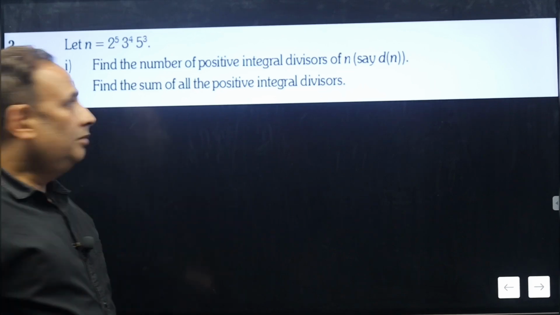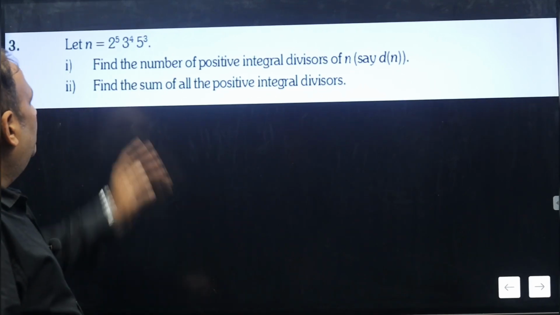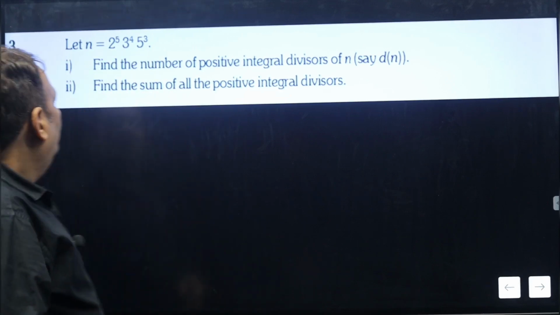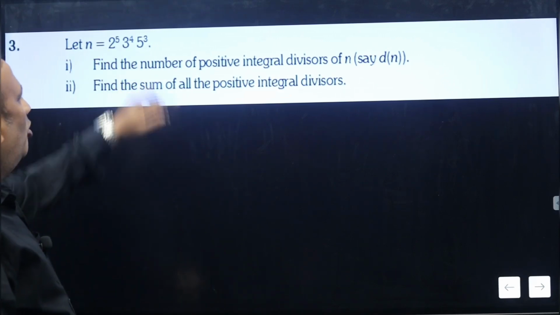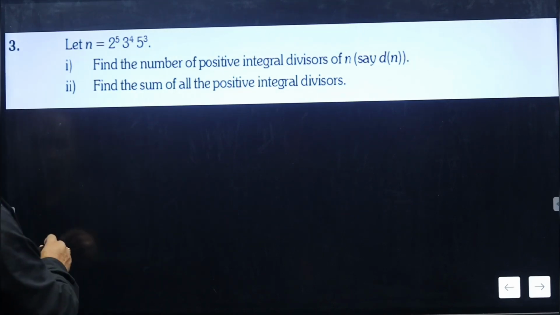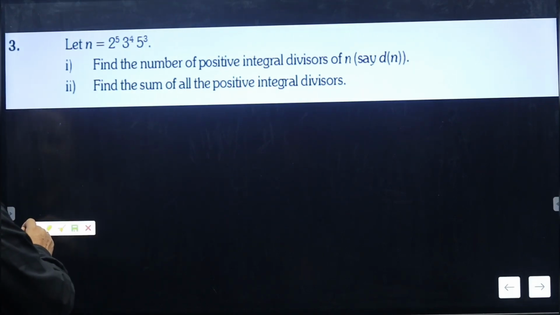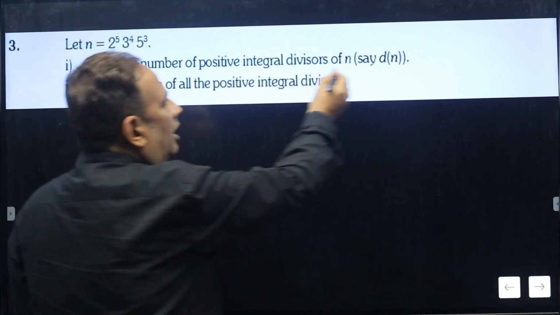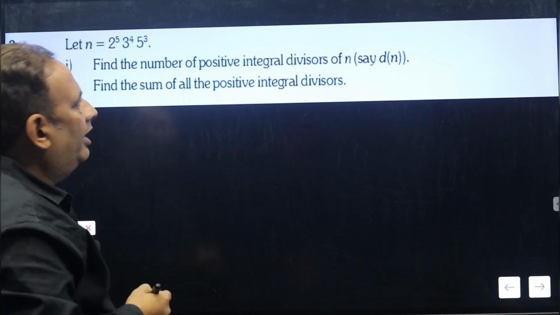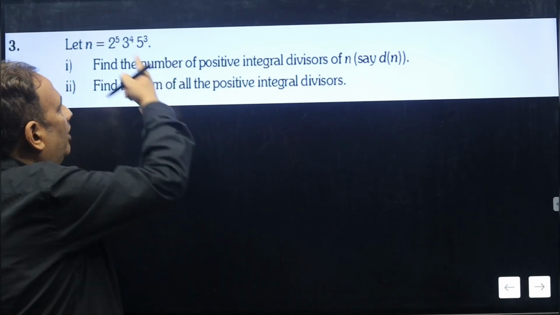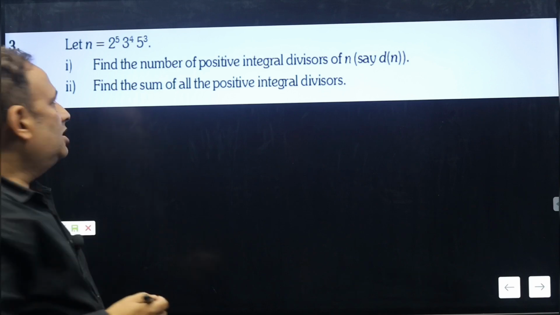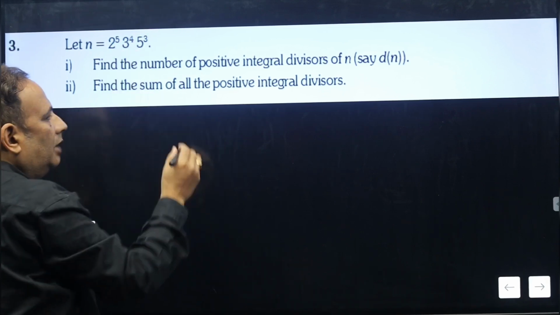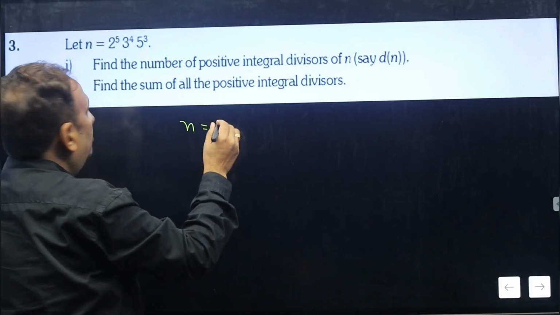So let's take another problem, a simple numerical based on the fundamental multiplication rule. What is the question? Let n equal 2 to the power 5, 3 to the power 4, and another factor 5 cube. Now find the number of positive integral divisors of n, say d of n. So we have to find the number of divisors. Divisors, you know what divisors are? As 2 to the power 5, 3 to the power 4 and 5 to the power 3, this is the total number. So let the number be, let me write here.